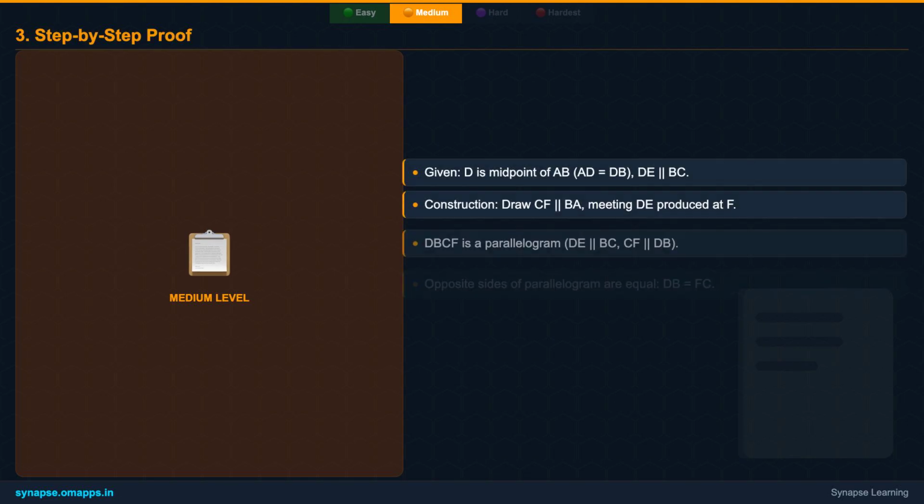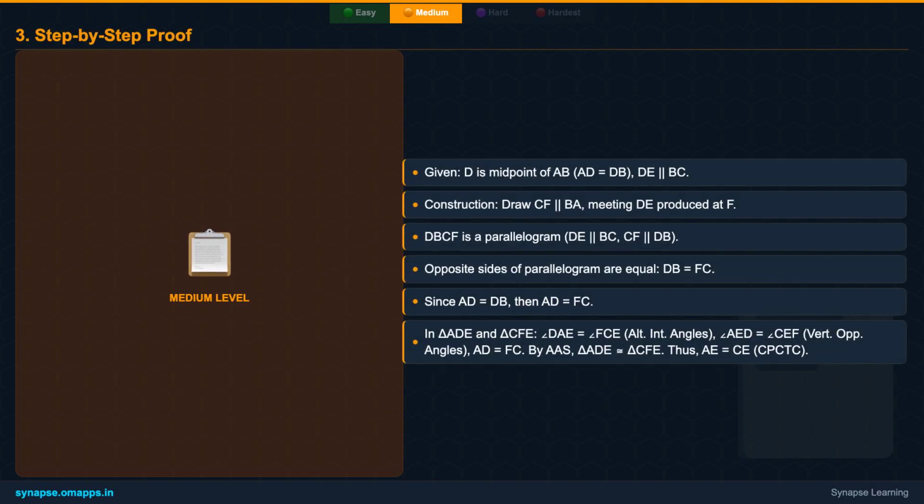Let's walk through the proof step by step. By constructing CF parallel to BA, we form a parallelogram DBCF. This gives us equal opposite sides, like DB equals FC. Since D is the midpoint, AD equals DB, which means AD also equals FC. Now, by considering triangles ADE and CFE, and using alternate interior angles and vertically opposite angles, along with AD equals FC, we can prove these two triangles are congruent using the AAS criterion. Congruence directly implies that AE equals CE, thus proving E is the midpoint of AC.